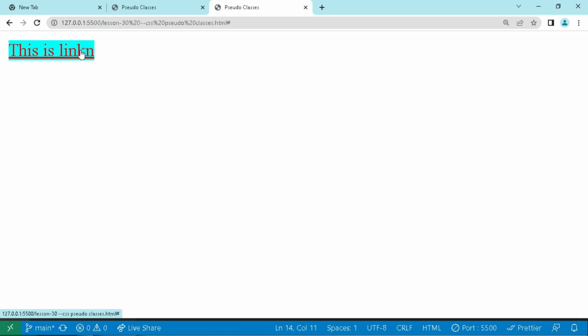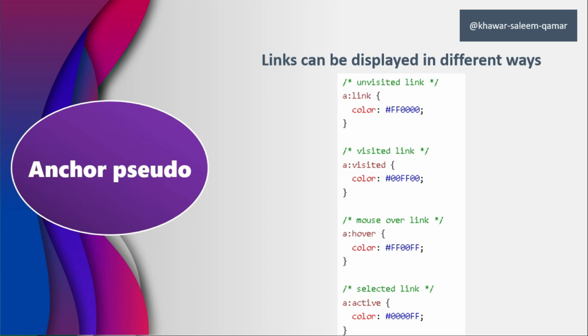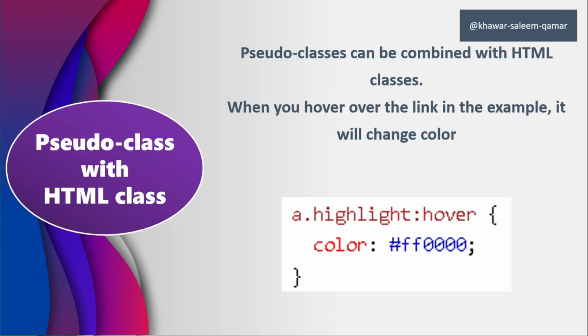As soon as I would just leave it, its color would just shift back to that. So after this example of anchor pseudo classes, I am going to tell you also that a pseudo class could also be used with a selector by specifying its class.